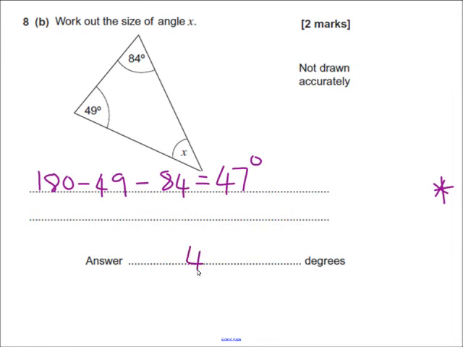Put in 47 here. If you know that the interior angles are 180 and you take away 49 and 84 and do it straight on your calculator, you'll lose a working out mark. You need the working out and the correct answer on the answer line for the 2 marks. So please show your working out.